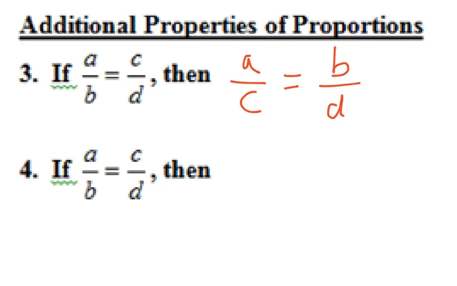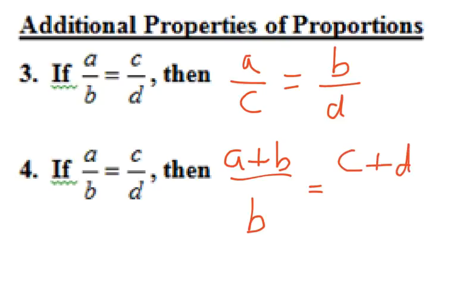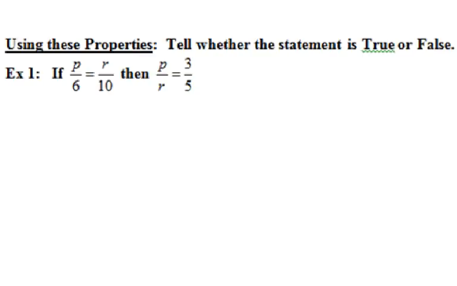Okay, another property I can use is I can also say A plus B over B equals C plus D over D. I just took the two letters in the proportion, I add them together, and I put them over the bottom number. Set them equal. These are just examples of what I can do by moving the letters around. Knowing this, let's see if you can tell me whether the statement is true or false.